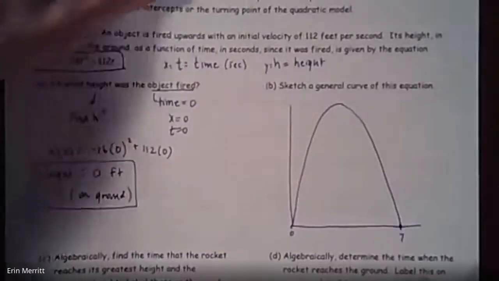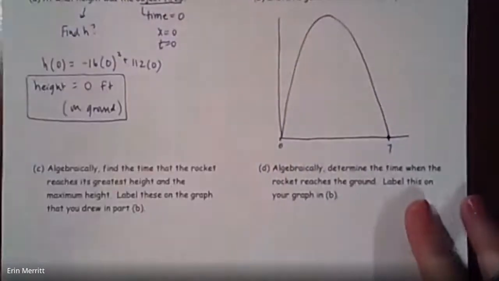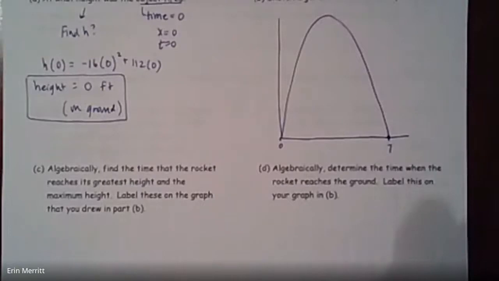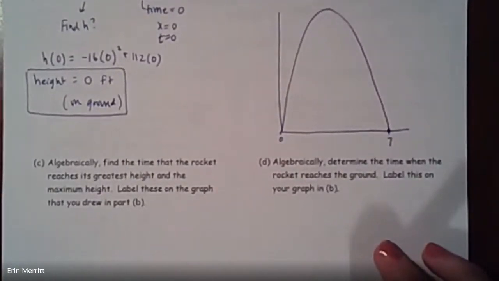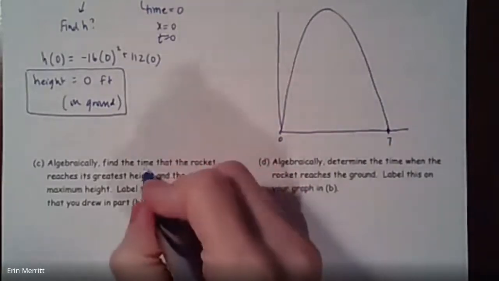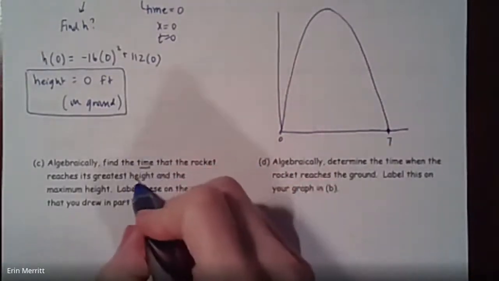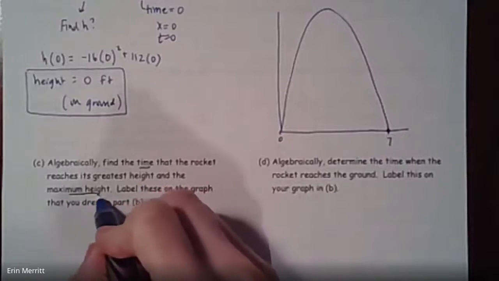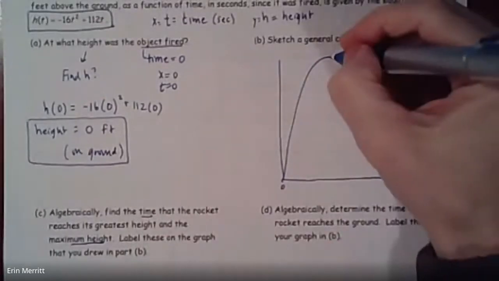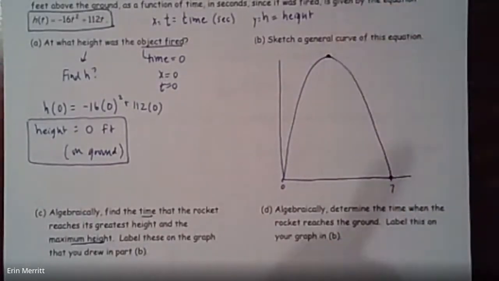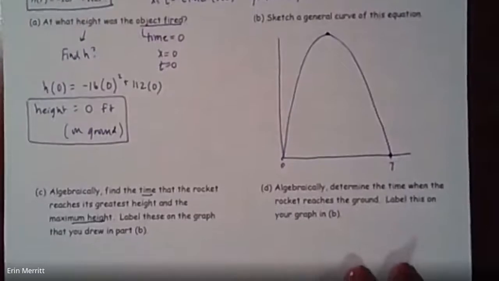All right, the next part says, algebraically find the time that the rocket reaches the greatest height and the maximum height itself. So we want to know what time it reaches that height and then the actual height of the rocket. So we want the x and the y, right, of that top position, which is code for this guy right up here, all right? So we want to actually find the vertex.